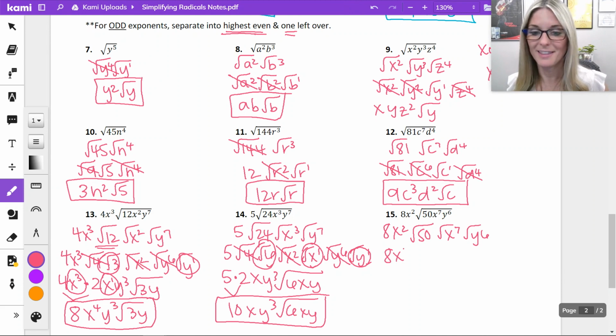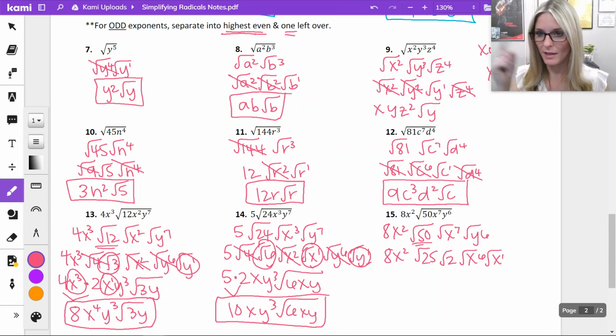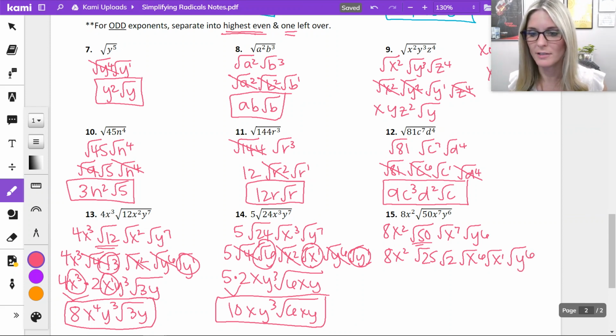Going to let the 8x squared chill there. Let's talk square root of 50. 25 and 2. Not a big deal there. Square root of x to the 7th, that's an odd exponent. So let's break it up into x to the 6th and a square root of x to the 1st. The square root of y to the 6th is even. So I don't need to separate that one.